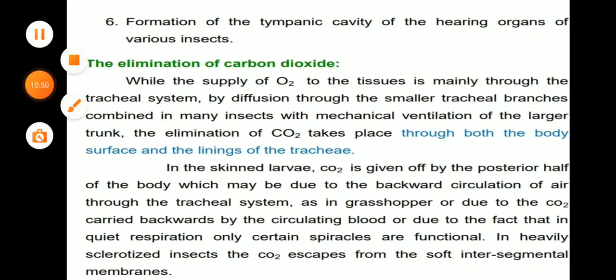Now, we have completed this topic, and the part left of this chapter is accessory respiratory organs. We will deal with it in the next lecture.